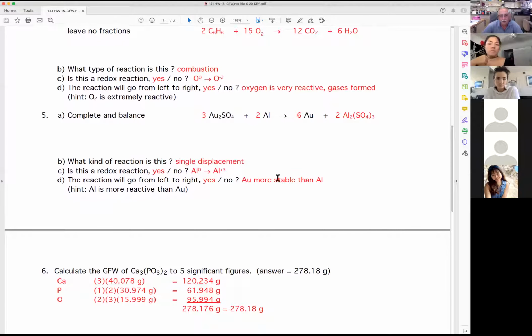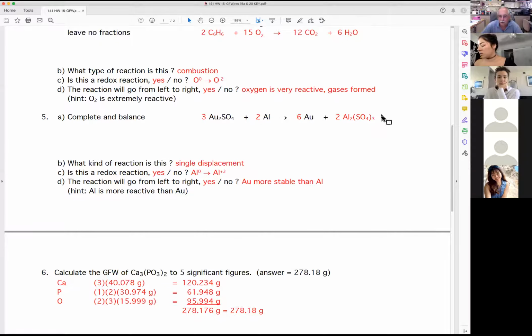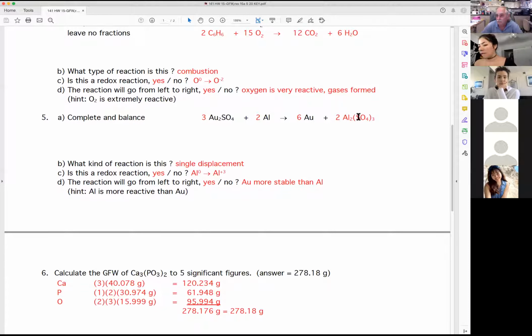So with this one, now you're comparing essentially aluminum to gold, right? So yeah, you're getting more stable as you go in that direction, so it will happen. If I had this reaction in reverse, would you be able to tell me that it would not happen? If I took gold, which we know is very inert, which means it's very stable, and I put it with something, am I going to make it react with something? No. Probably not.